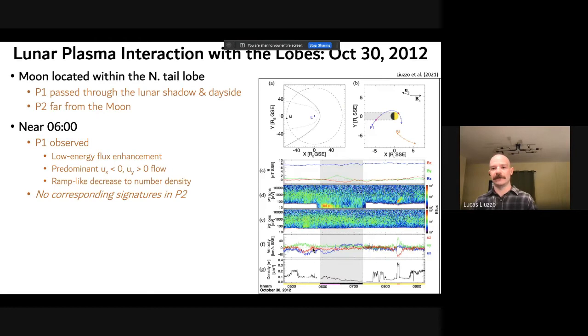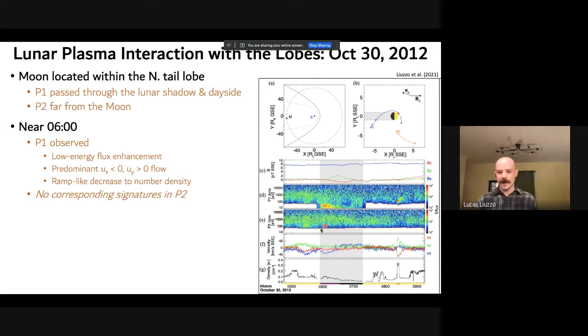The first day we'll look at, again, is this date in October. Up here in the top left, I'm showing the moon's position with respect to the Earth and the magnetosphere. You can see it's located right down tail of the Earth. And on the right here is a zoomed in view of the moon with the two Artemis probes. P2 was located far from the moon, so P2 is able to give us a baseline of what the plasma environment looked like without any perturbations associated with the moon. And P1 passed through the lunar night side, through this optical shadow, and swung around onto the day side of the moon during this encounter.